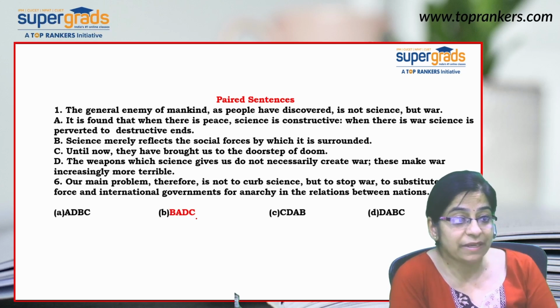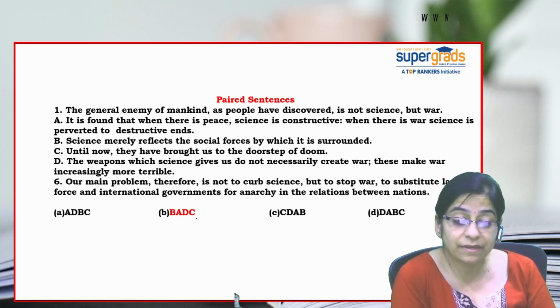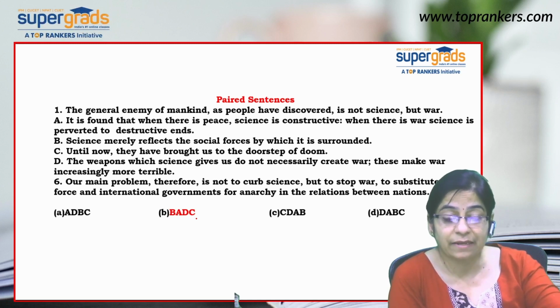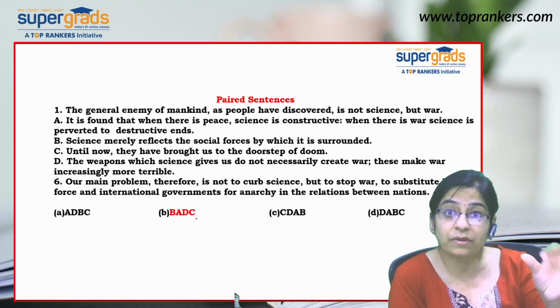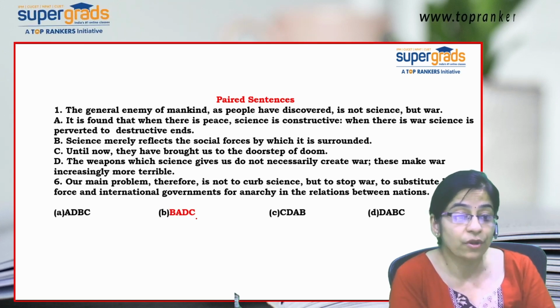Now, if I put D, the weapons which science gives us do not necessarily create war. They make war increasingly more terrible. Until now, they have brought us to the doorstep of doom. So this we have already discussed, that D talks about weapons, which is a gift of science, and then C further talks about weapons when they say they have brought us to the doorstep of doom.